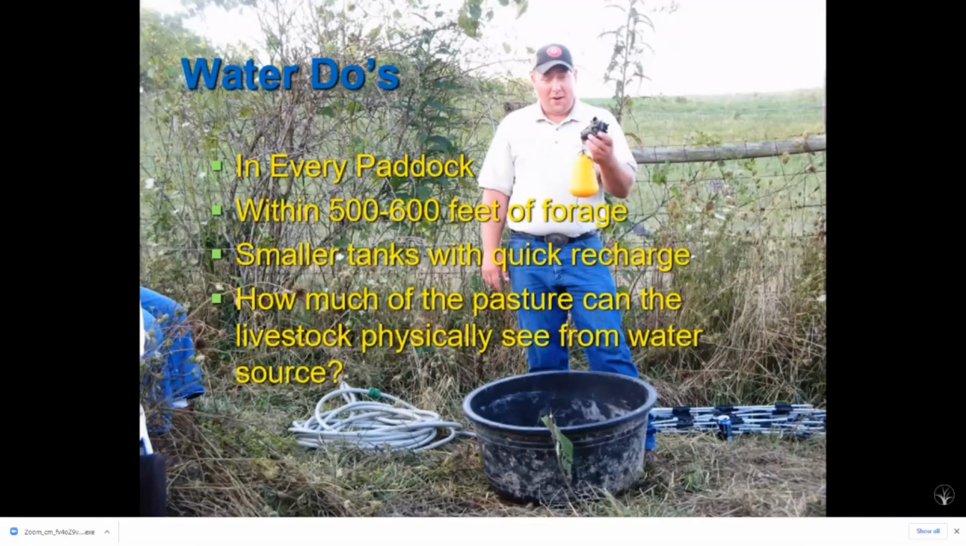I like to keep water within 500 to 600 feet, just because I don't want those animals to have to walk very far. Don't want skinny, thin paddocks either. I'd rather have them more square than long rectangles.